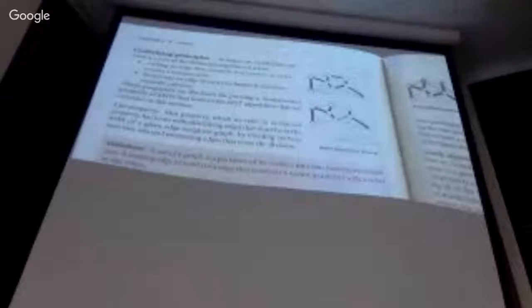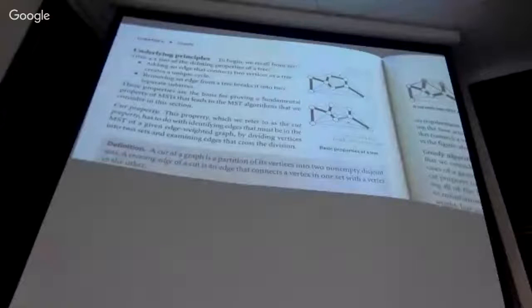Underlying principle. What we are going to do in order to find a minimum spanning tree is divide the graph into two sets of nodes, and then find the edge with minimum weight that connects those two sets. Okay. However, to do that, we need to look at the property of a tree.